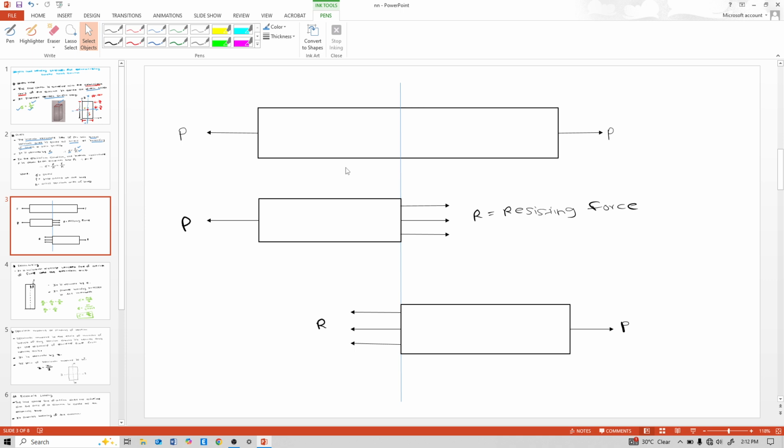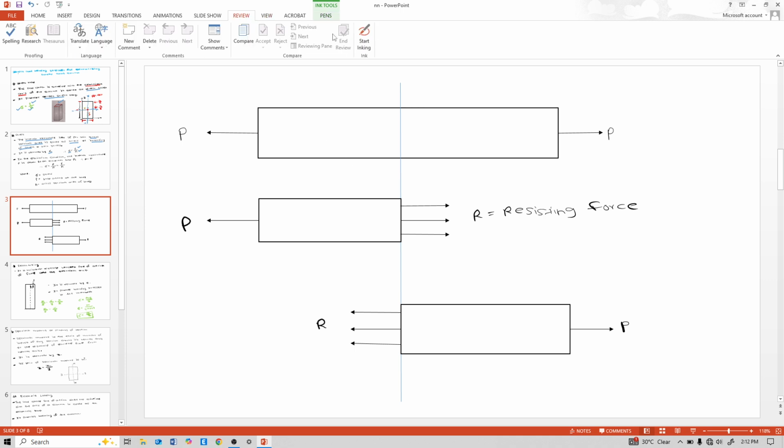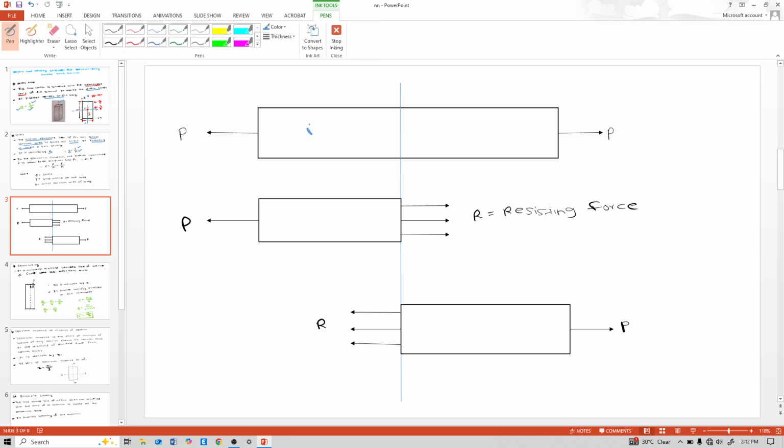So see this one definition. Let us assume this as an RCC column, and that RCC column, RCC beam. Let us assume this as an RCC beam, and a tensile load P acts on it. So due to that tensile load, there is a resistance force developed inside that beam like that.